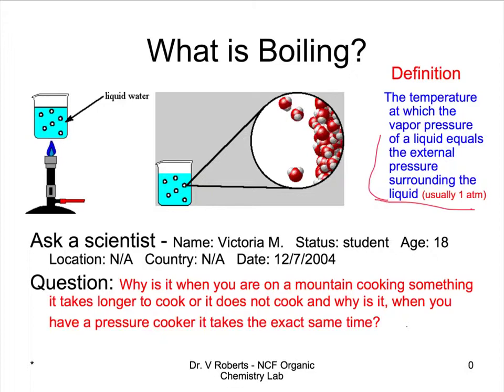If we had a pressure cooker, the external pressure would be high, as if we were at sea level, because of the construction of the pressure cooker. And so we would have to supply the same energy as we would if we were at 1 atmosphere. And so cooking does take place under those conditions.